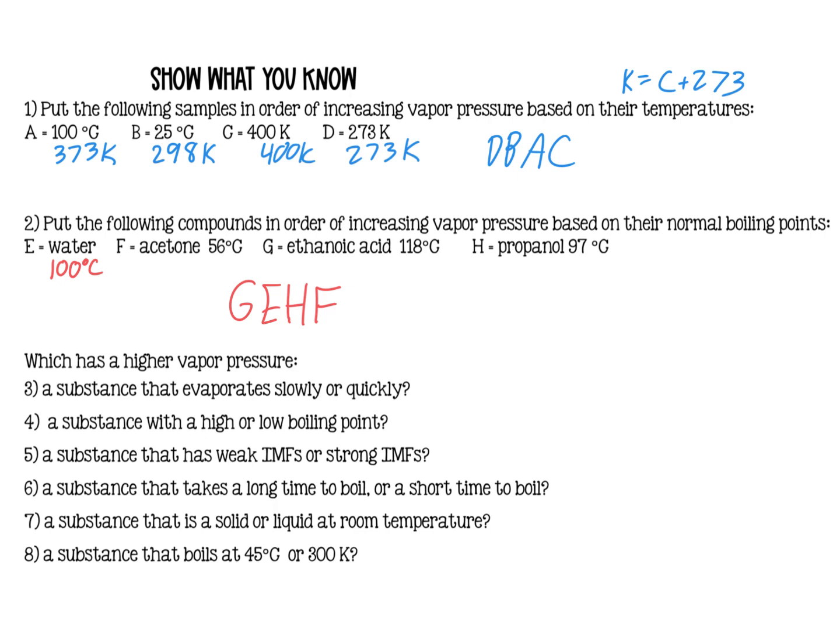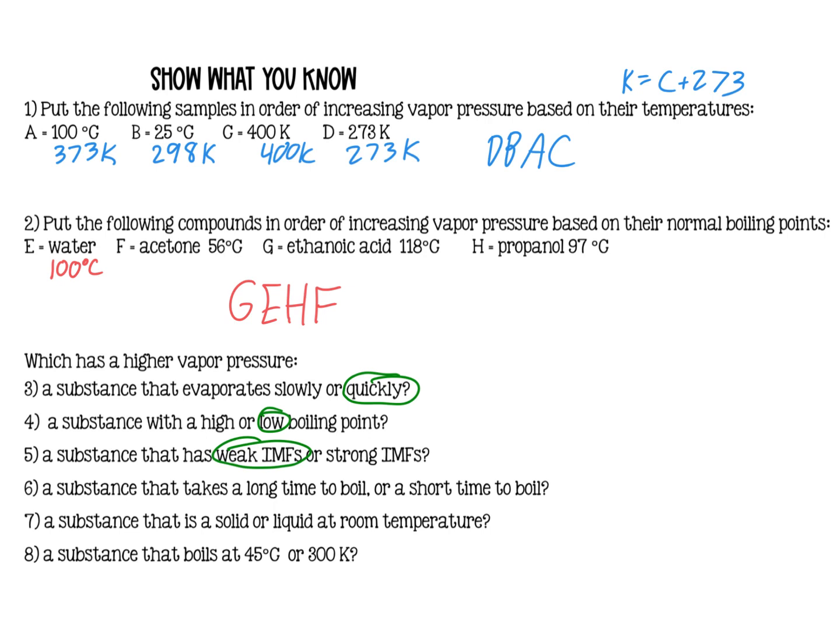Now, for 3 through 8, we will determine which has a higher vapor pressure. For number 3, a substance that evaporates slowly or quickly. Well, substances that evaporate quickly have higher vapor pressures. Substances with low boiling points tend to have high vapor pressures. Substances with weak intermolecular forces tend to have higher vapor pressures.